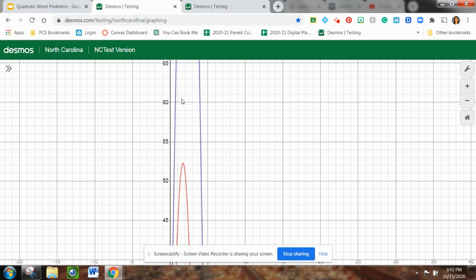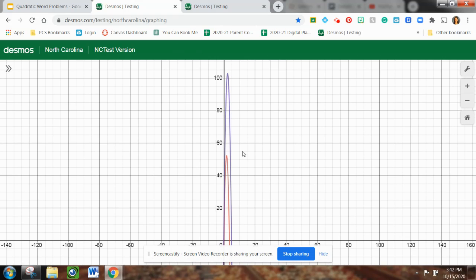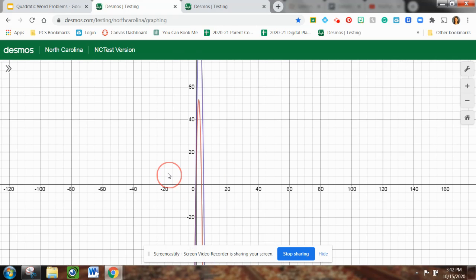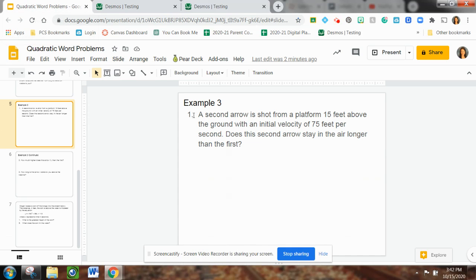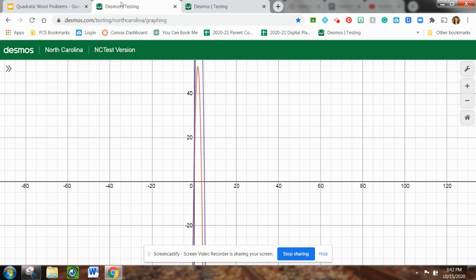I'm going to keep going up here. Our vertices are very clearly different. So this second arrow is going to go a lot higher. And if you look down here at the bottom, the red quadratic is the first arrow. The purple quadratic is the second arrow. So that second arrow is going to be in the air longer. One way we can tell that is by actually finding these x-intercepts and comparing them.